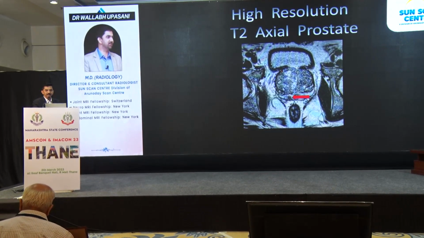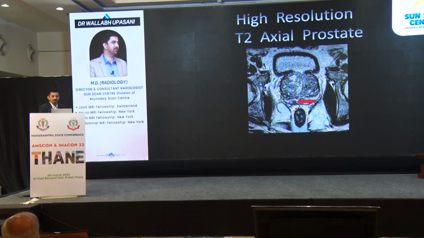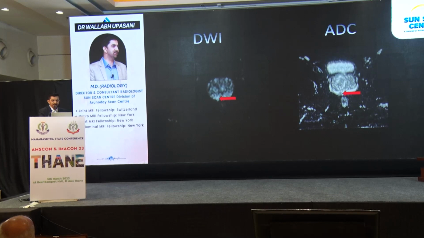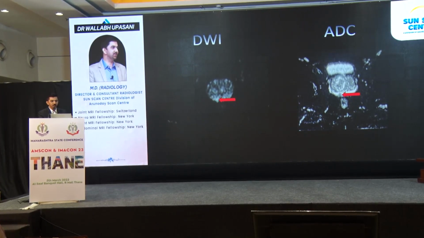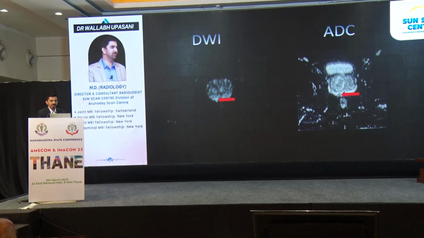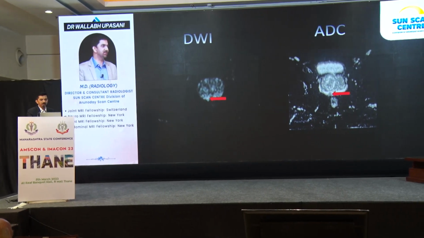So this is seen as a dark area here, which is shown by the red arrow, and this is restricting diffusion. We have done a diffusion for this. You can see that in the DWI it is bright and on the ADC it is dark. So it is restricting diffusion, and that is very pathognomonic for a CA prostate.